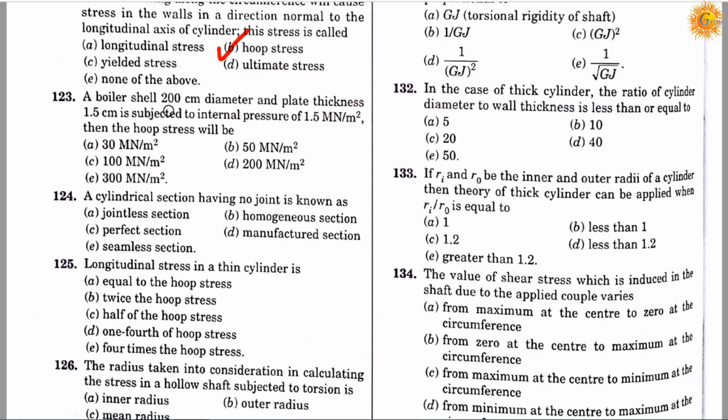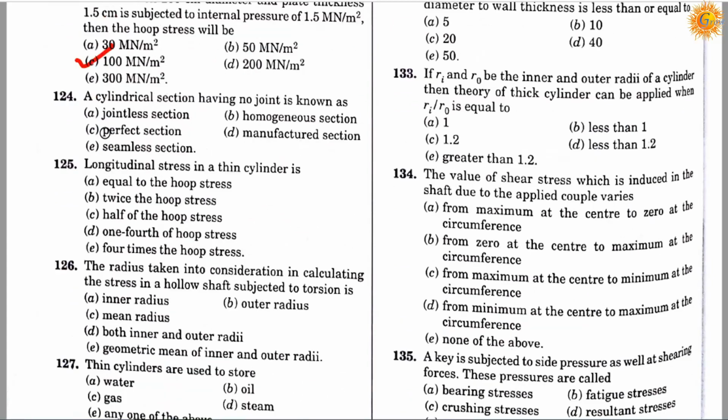A boiler shell 200 centimeter diameter and plate thickness 1.5 centimeter is subjected to internal pressure of 1.5 MN per meter square, meganewton per meter square, then the hoop stress will be: option A 30 meganewton per meter square, option B 50 meganewton per meter square, option C 100 meganewton per meter square, option D 200 meganewton per meter square, option E 300 meganewton per meter square. Correct answer is C, it will be 100 meganewton per meter square.